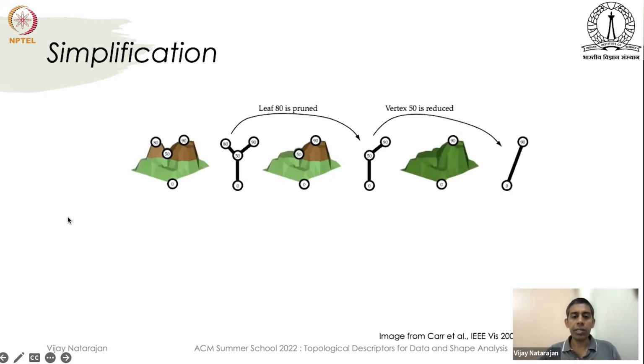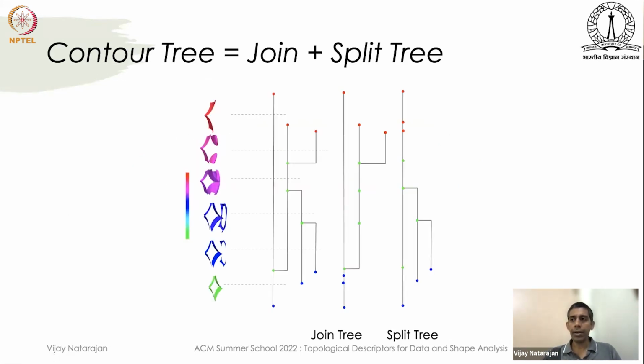So if I capture this change in topology of everything below a particular level set, then I get a tree, which is called the split tree or the join tree, depending on what direction, whether you're going upwards or downwards, right? If you go bottom to top, you get this notion of a split tree, where you have only merge events as you go up. And if you come top to bottom, you again have only merge events as you come down. That's called the join tree.